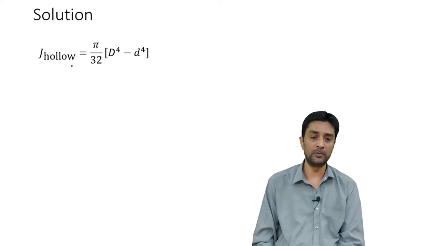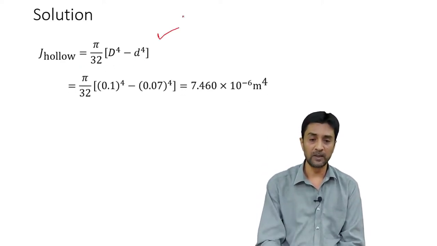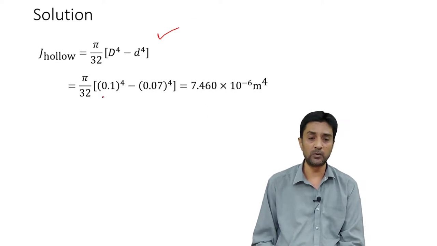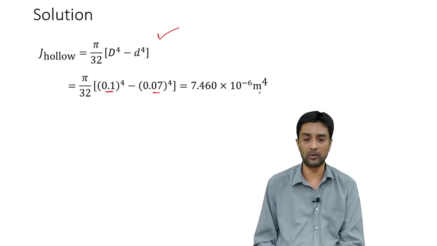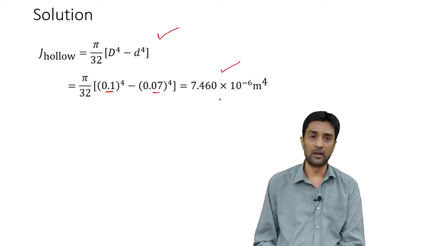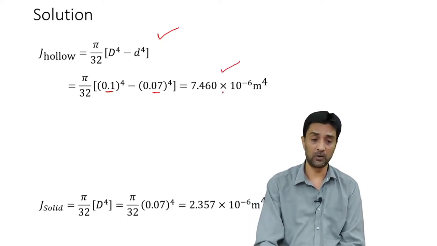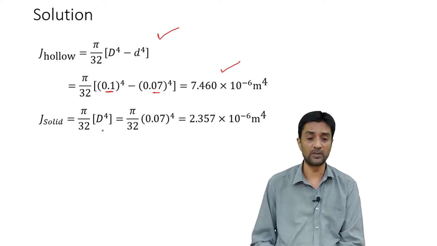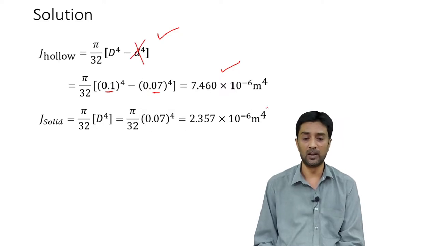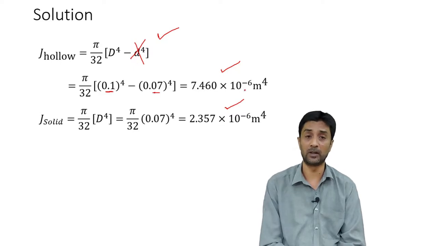As far as the polar moment of inertia of the hollow shaft is concerned, we know that this is the formula, and when you put in the values of 100 millimeter and 70 millimeter, you will get this polar moment of inertia for the hollow shaft. And as far as the solid shaft is concerned, we know that this is the formula, because it's not hollow, so this term would not be there in this particular formula. And we find that the solid polar moment of inertia turns out to be this much.